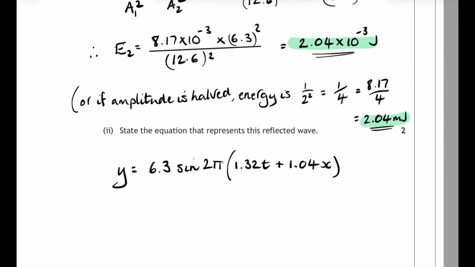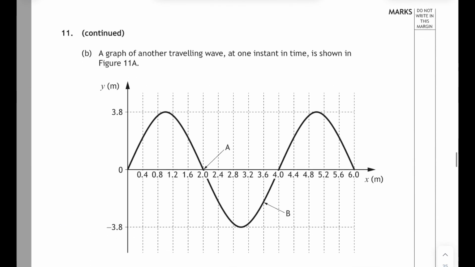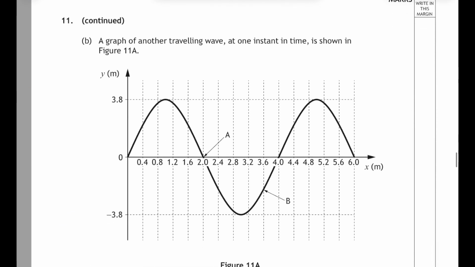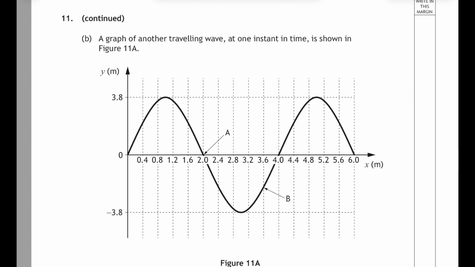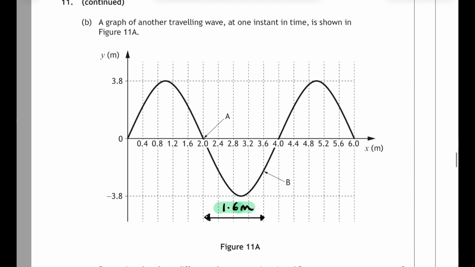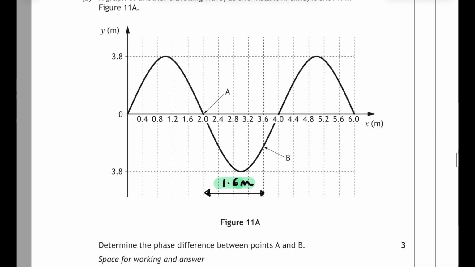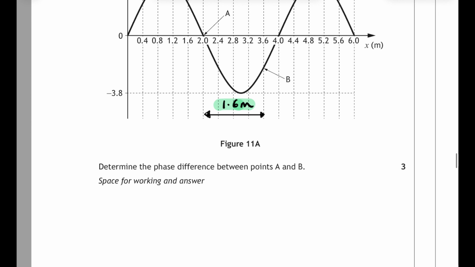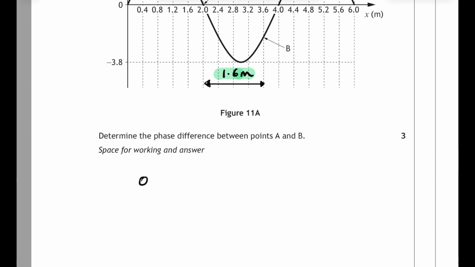Moving on then, 11 part B. A graph of another travelling wave at one instant in time is shown in figure 11a. And 2 points, A and B, are shown on that graph, and those 2 points are 1.6 metres apart. And we've to determine the phase difference between points A and B. Now, phase difference is a measure of how much they are out of sync with each other, and there's a relationship for that on your relationship sheet.